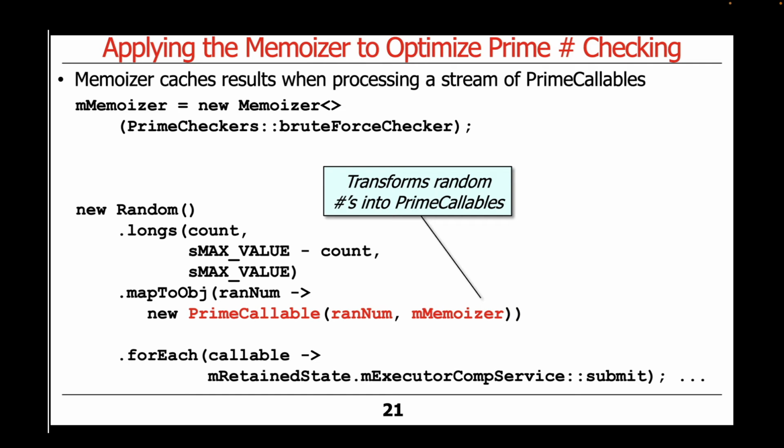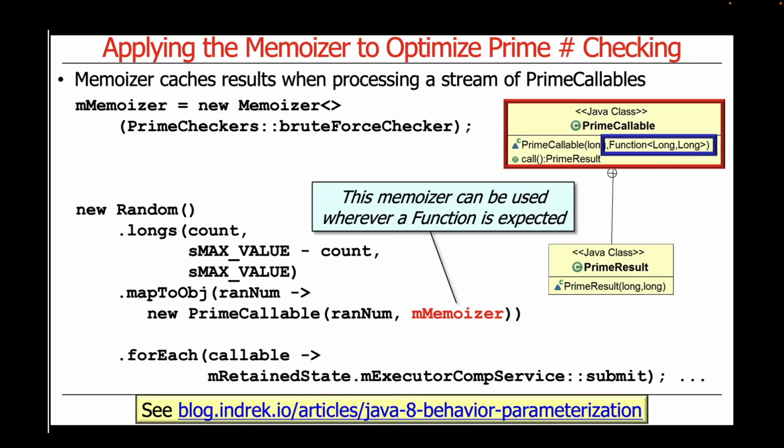Notice that this thinks it's getting a function, but in fact, it's getting a memoizer, and that works because a memoizer is a function. And therefore, we can use this wherever we expect to have a function used, because it keeps track of this function.